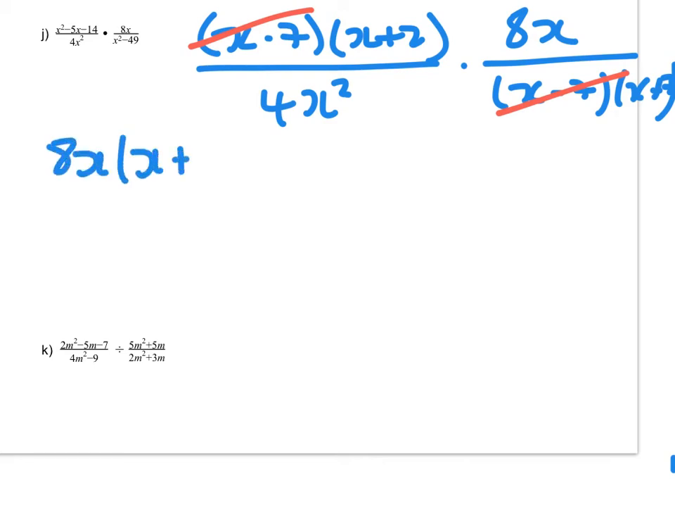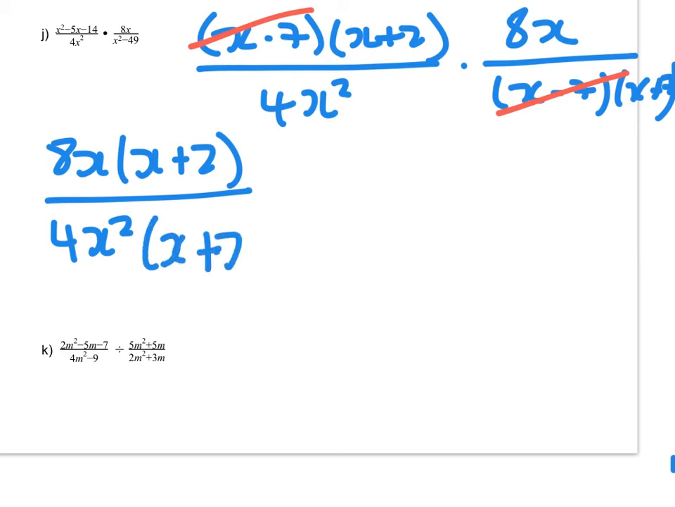8x, x plus 2 on the top, 4x squared, x plus 7 on the bottom. Now, anything I can cancel? Well, 8 and 4 leaves you with a 2 on the top. And the x and x squared, well, you can cancel one from each, but you're left with an x on the bottom.